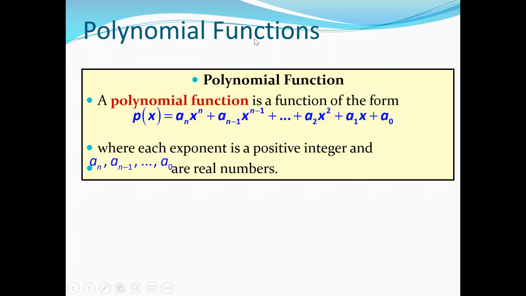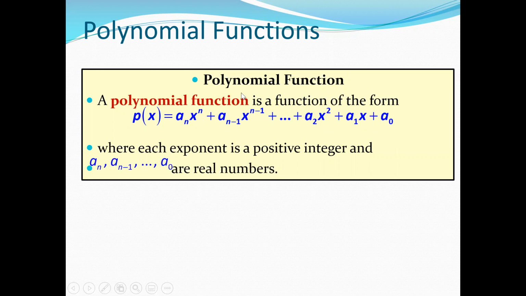So first, we start with the polynomial function. Again, from our previous lectures on addition, subtraction, multiplication, and division of polynomial functions, we also define the polynomial function. A polynomial function looks like the following form: p(x) equals a_n x to the power n plus a_(n-1) x to the power n minus 1, all the way to a_0.